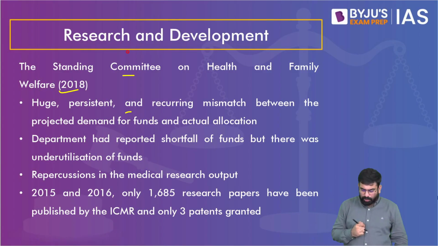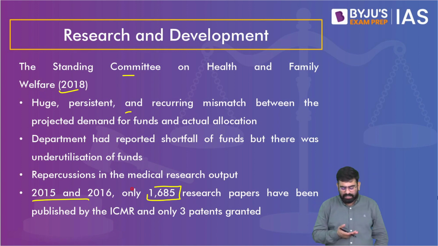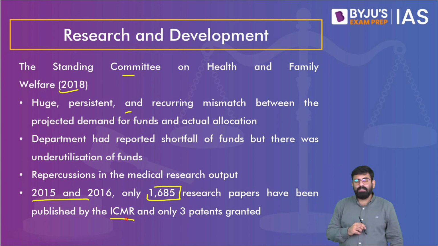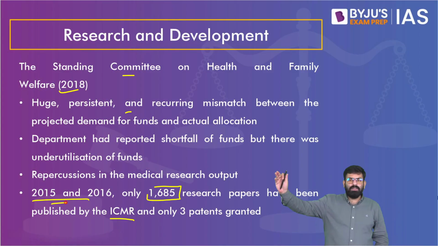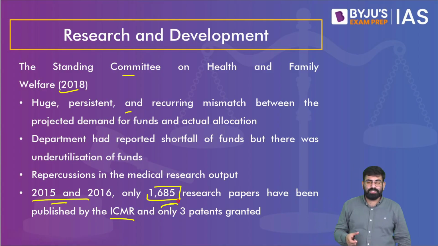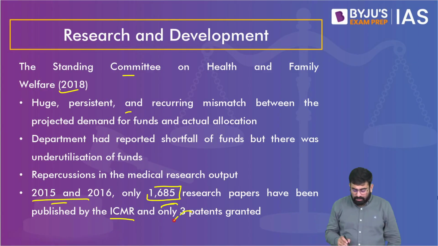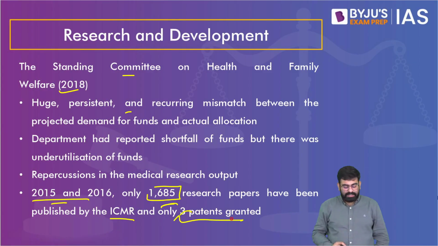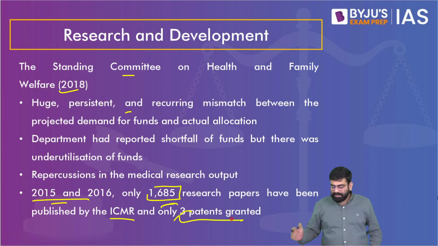And there are numbers from this report. Only 1685, that is merely less than 1700 research papers were published by ICMR in the year 2015 and 16. Just think about the number of institutions we have, the number of researchers we have, and the number of research papers being published, which is very low. And only three patents were granted in these 2 years. So ultimately, if we do not invest in research, we are not going to create something new. We are not going to innovate when it comes to healthcare.